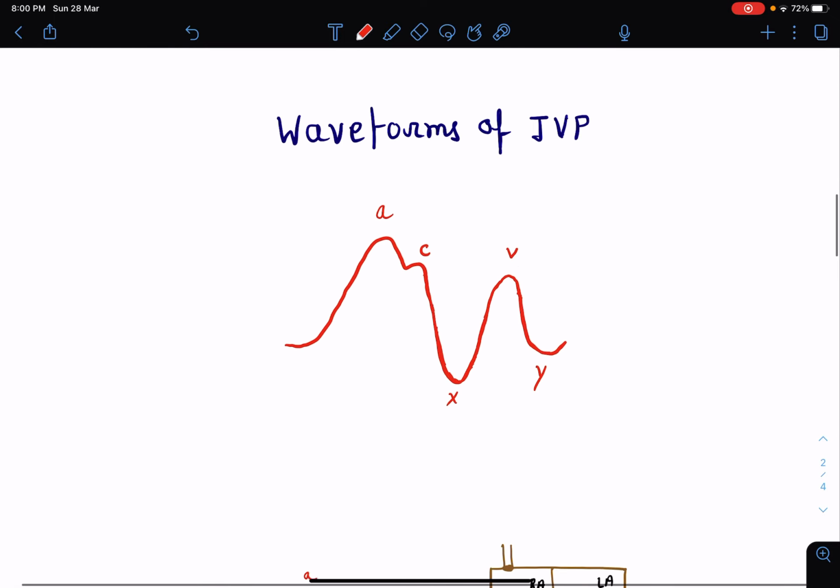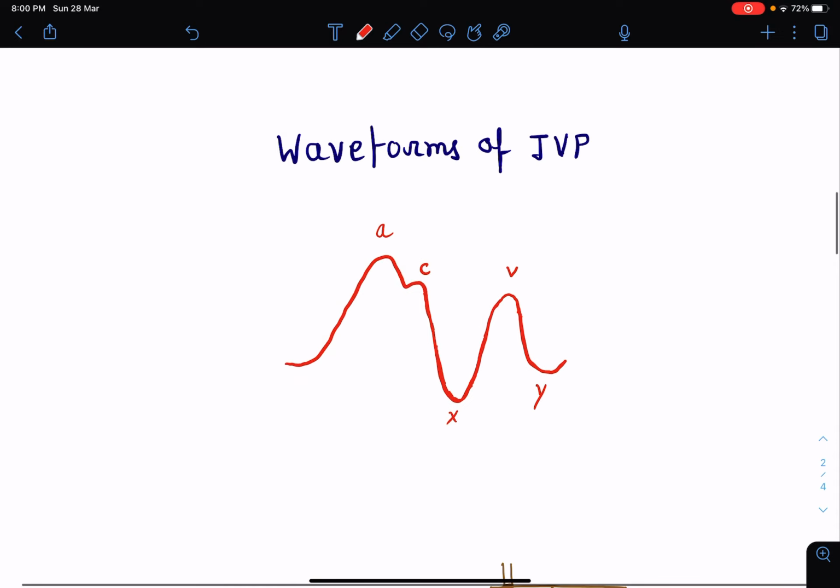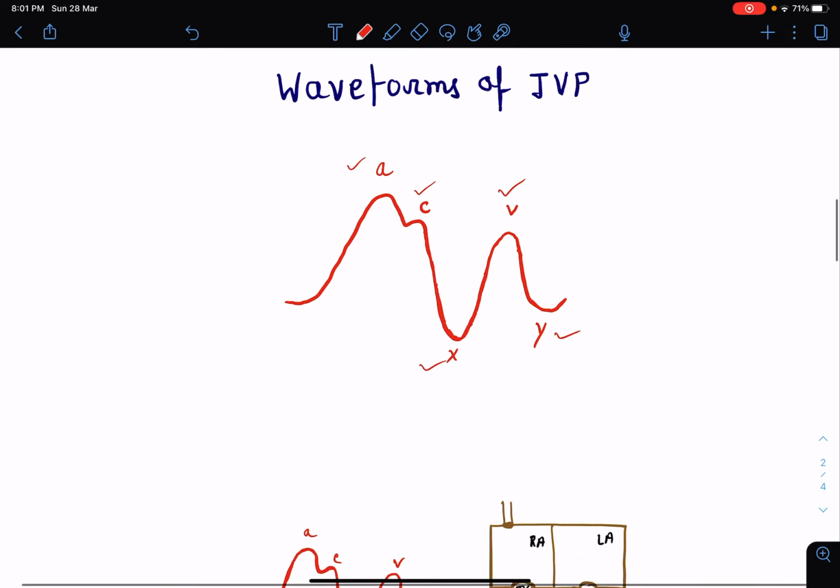Now let's talk about the waveforms of JVP, which is very important. There are 3 positive waves and 2 negative waves in the JVP waveform. The positive waves are A, C and V, and the negative waves are the X descent and Y descent. Now let's see the mechanism behind all these waves. If we know the mechanism behind all these waves, we can easily remember the waves and the various abnormalities, which will help us in diagnosis of certain conditions. Let's see.